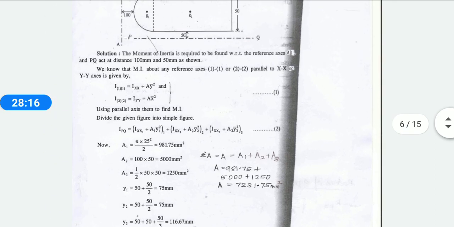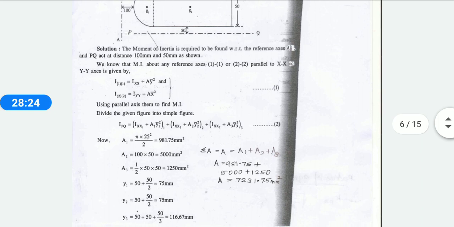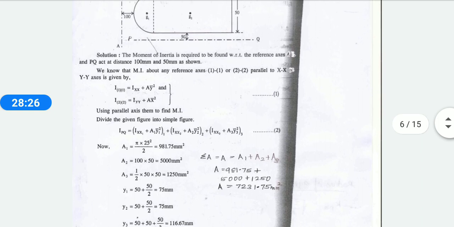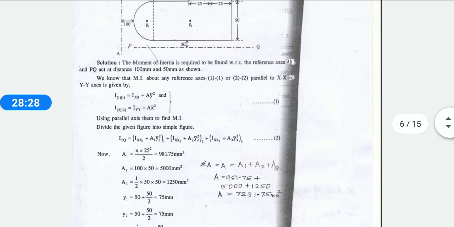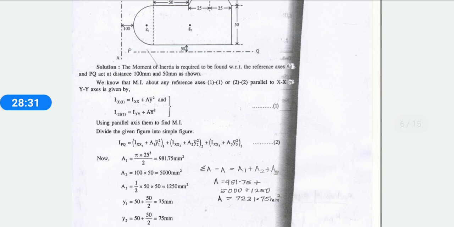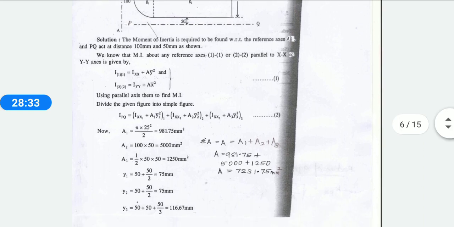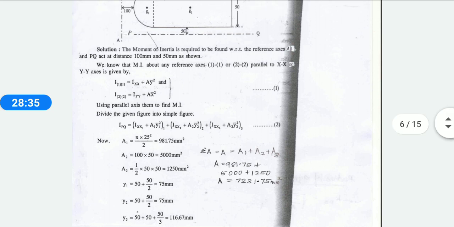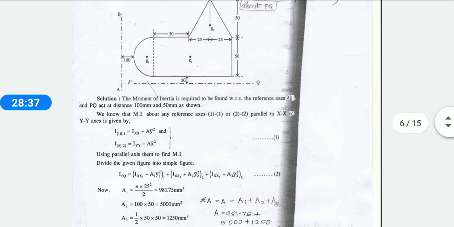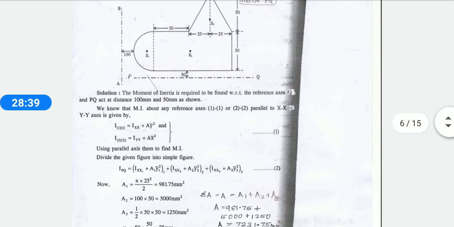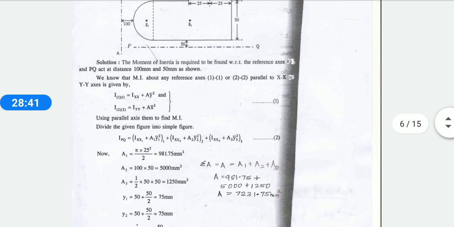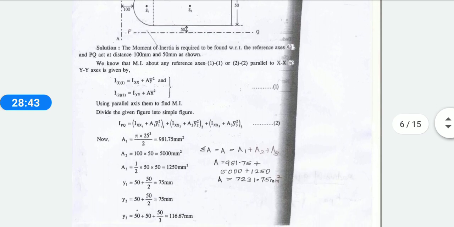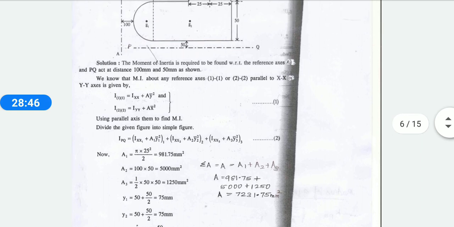Y is equal to the value from the x axis. Got it? So y of the first element will be equal to 50 plus 50 divided by 2, which is equal to 75 mm. Y2 is equal to the same, 50 plus 50 divided by 2. Y3 is equal to 50 plus 50 plus 50 divided by 3. Why? Because h by 3 from the base. Right? According to the formula, you need to calculate your y1 value.